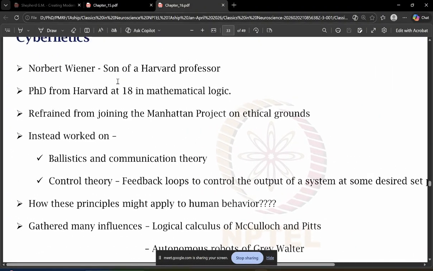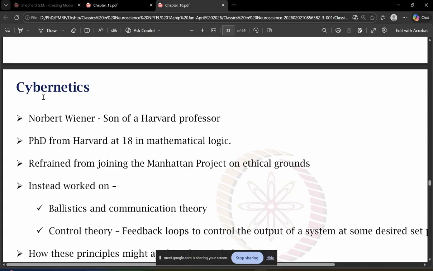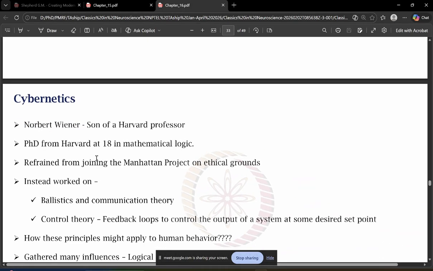So, cybernetics was a term which was coined by Norbert Wiener. Norbert Wiener was the son of a Harvard professor, and he was an extremely brilliant individual who was homeschooled initially. He did his PhD from Harvard at the age of 18 in mathematical logic.